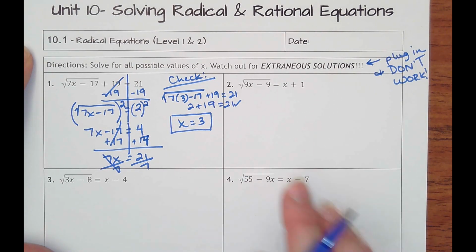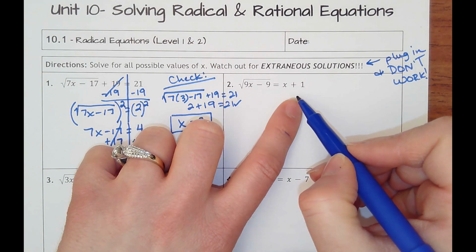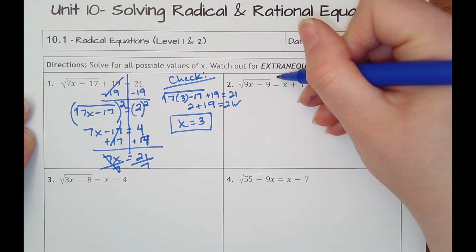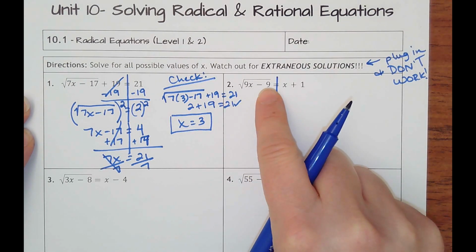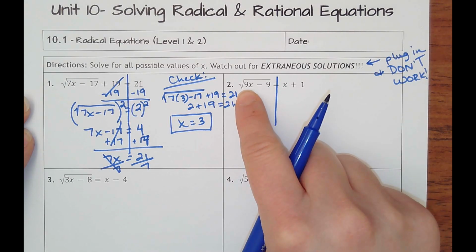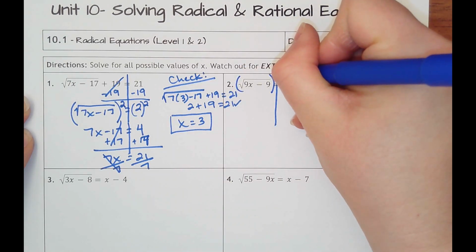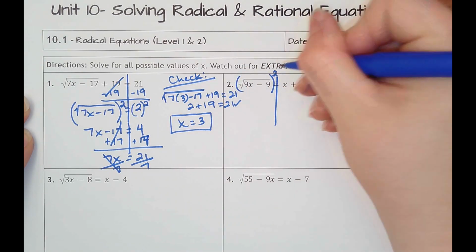All right, number 2. This is actually a level 2 problem because now I don't see just a number over here. I see x plus 1. The good news is, though, nothing is outside the square root function. And so I'm ready to try to get that x out from under there. So I'm going to go ahead and square this side so that I can cancel out that square root.